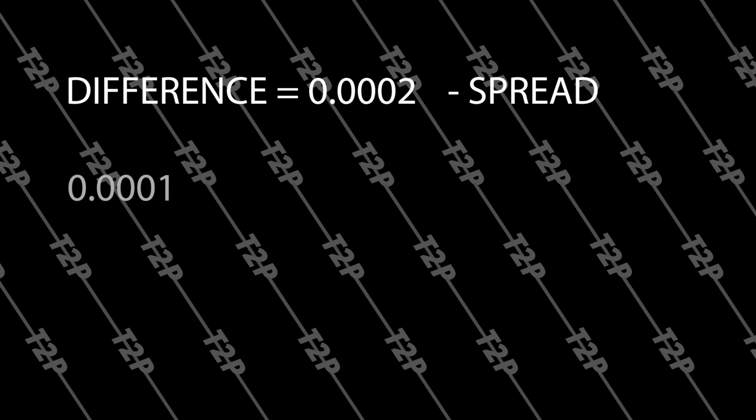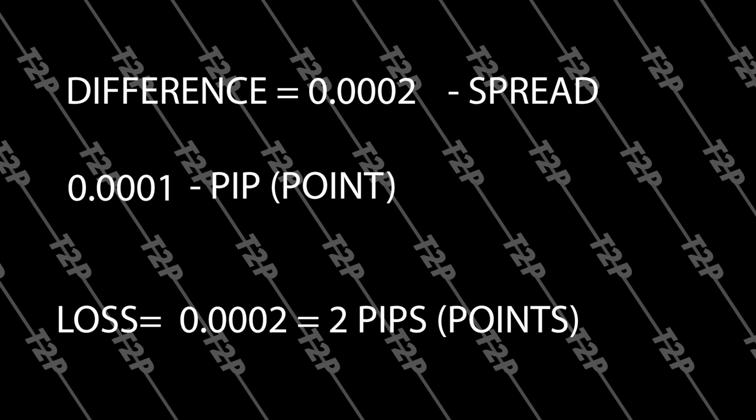Now 0.0001 is called a pip, which is sometimes referred to as a point. So on this trade, I would have lost 2 pips, or 2 points. All of the pairs I mentioned earlier in this course, except the Japanese yen pairs, normally have 4 decimal places, and their pip value is calculated like this.